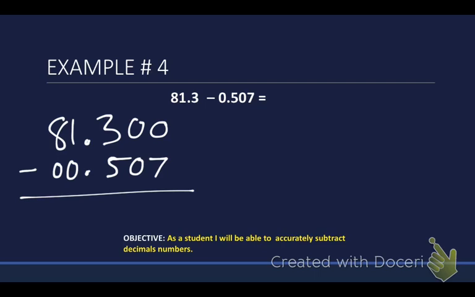0 minus 7 I can't do. I can't borrow from the 0 because there's nothing there. So I have to go to this 3. The 3 becomes a 2. This 0 would become a 10, but we're going to borrow from it and make it a 9, and this one would be a 10. 10 minus 7 is 3. 9 minus 0 is 9.